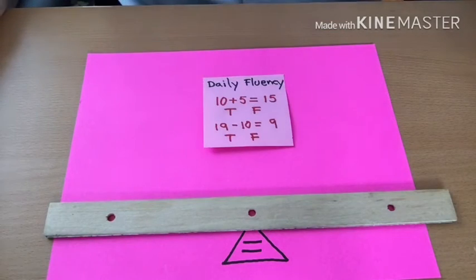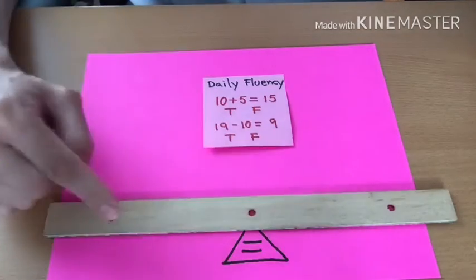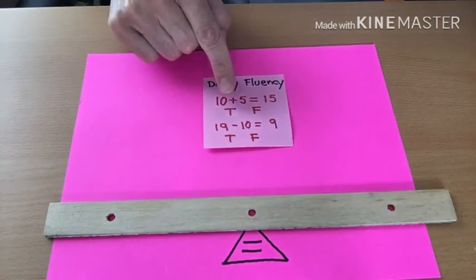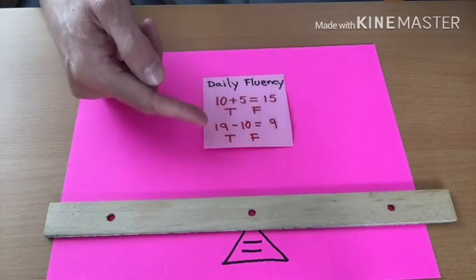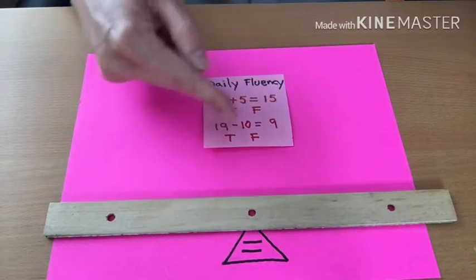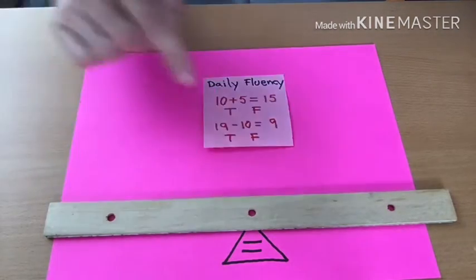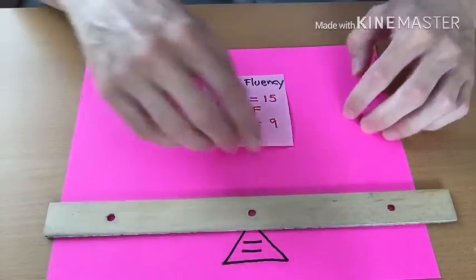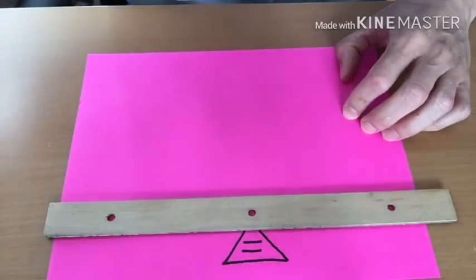So today the daily fluency for week 3, day 1 has these two easy problems. 10 plus 5 equals 15. Is that true or false? And then the second problem, same thing. 19 minus 10 equals 9. Is that true or false? So just circle T if it is true or F if it is false. I'm going to leave those for you guys to solve at home.